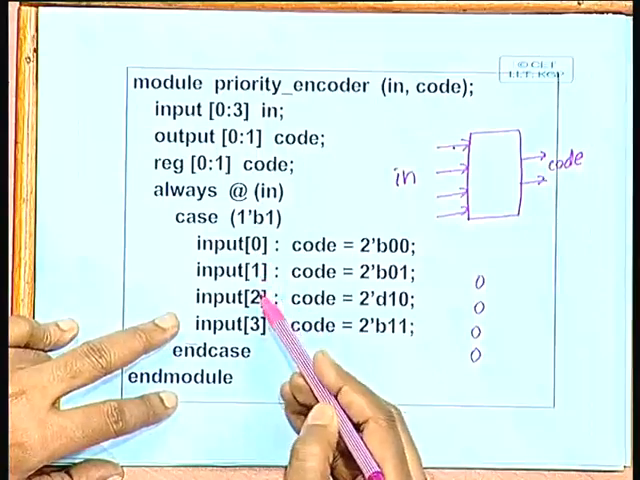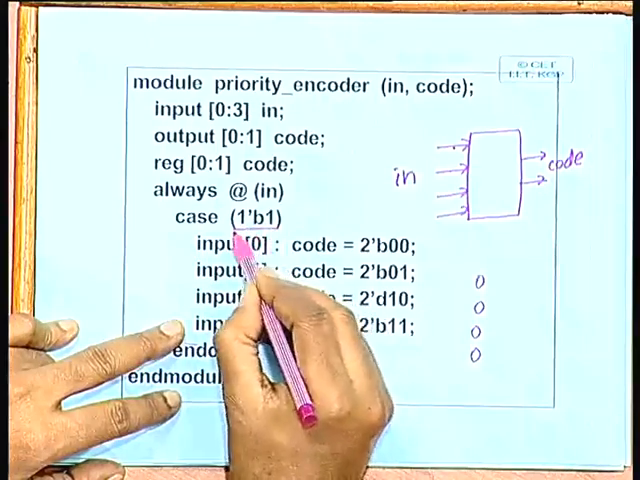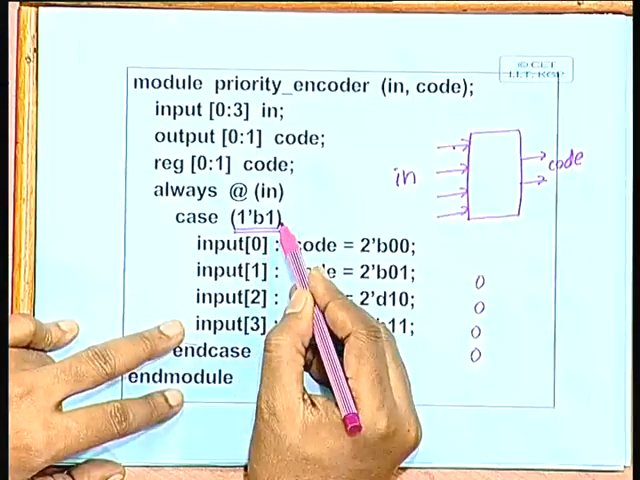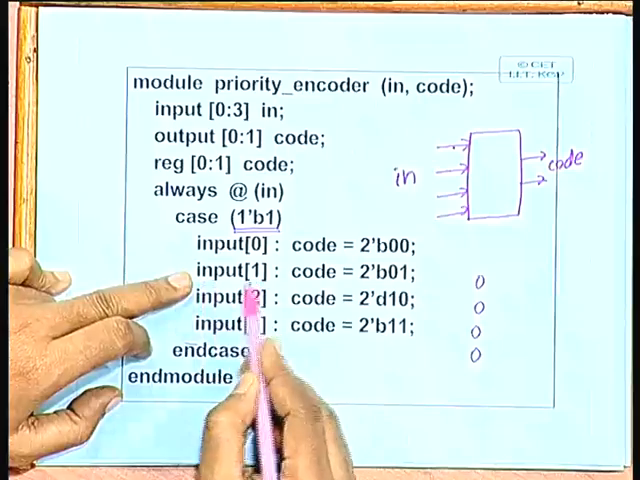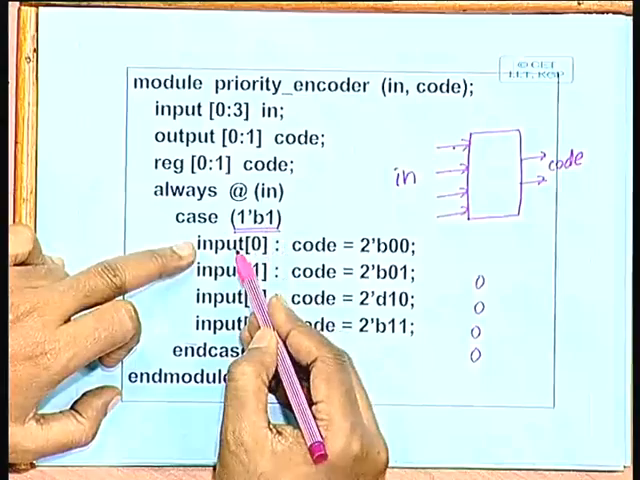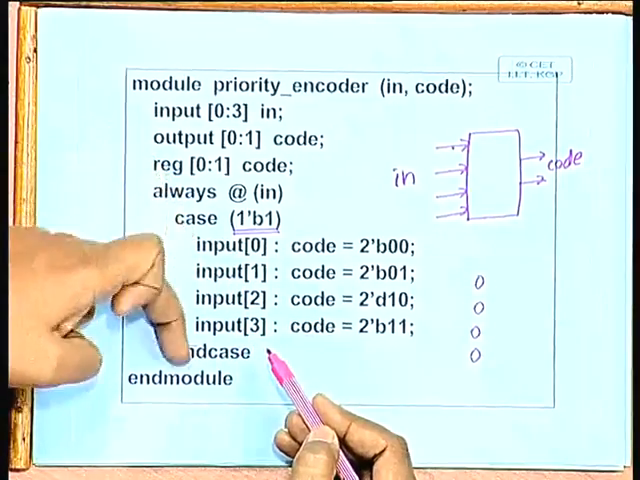Let us again come back to the example once. Input 0, 1, 2, 3, we are comparing each to 1. See what the case statement does. Here we specify an expression. The expression gets evaluated, and the value of that expression is compared with these values which I have specified. So I am checking whether this is equal to 1, then this is equal to 1, this is equal to 1, or this is equal to 1. This is the order I am checking.